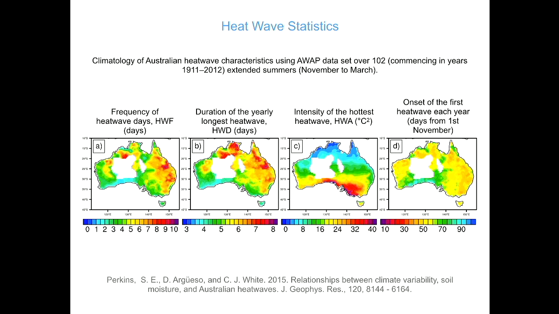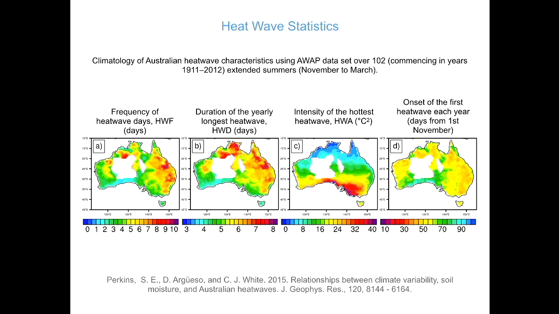And this is the onset of the first day of the heat wave from the 1st of November. So the main point I'm making here is the frequency of heat wave days: we've got numbers in the range 5 to 6 over the continent. What's the longest? Well, the reds here are like 7s and the greens are like 5s. What's the intensity in terms of degrees squared? Here it's like 40, so let's call the square root of that 6-ish. In Victoria, maybe it's down to 3-ish.